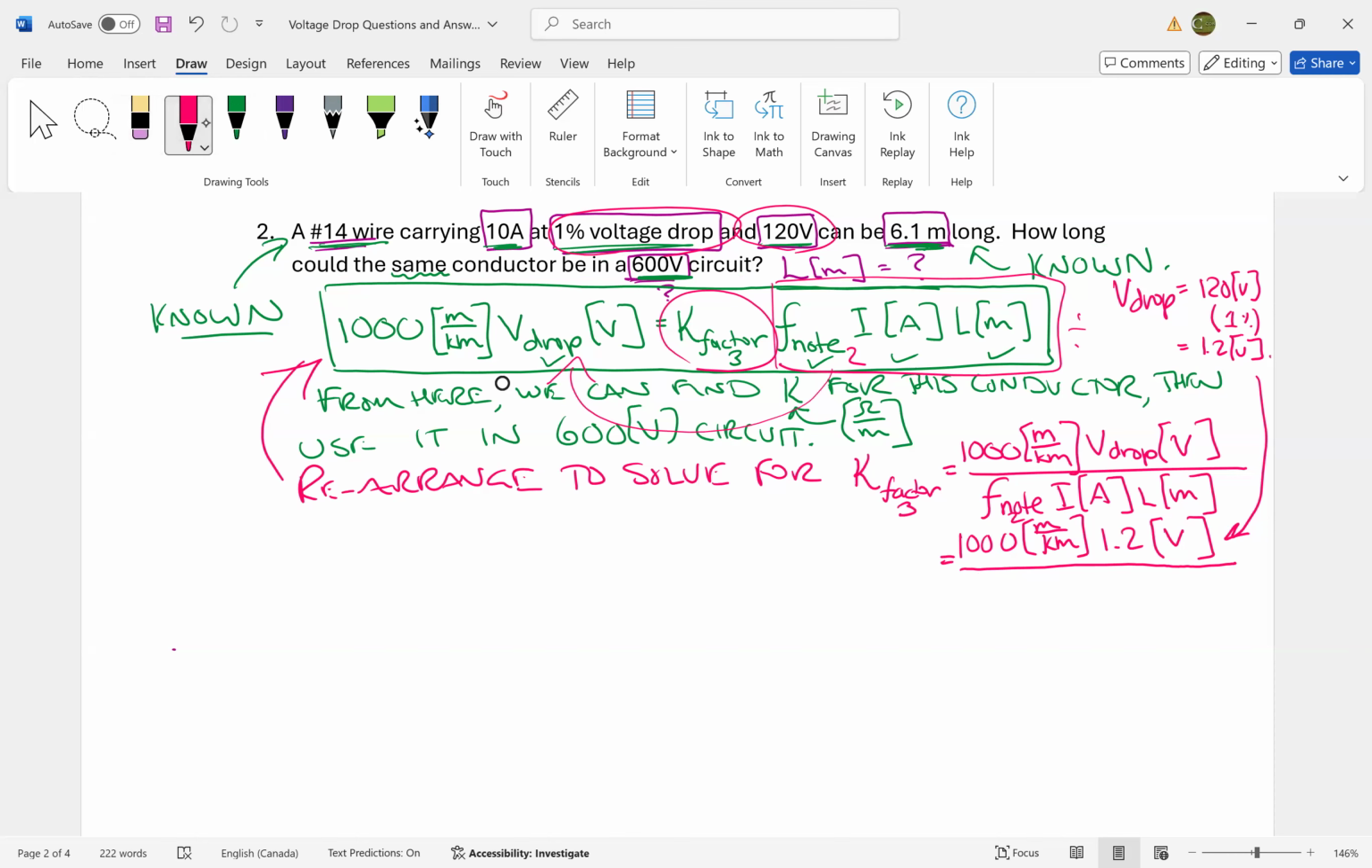F from note 2 is 2. If I go into Table D3 note 2, I'll get 2. Current in this question, it said it was 10.0 amps. I'm saying 10.0 to have appropriate significant digits. 6.1, really that should be 6.10 if I'm talking about significant digits, but that could be another video for another time. This gives me 1.2 over 122 if I type that into my calculator.